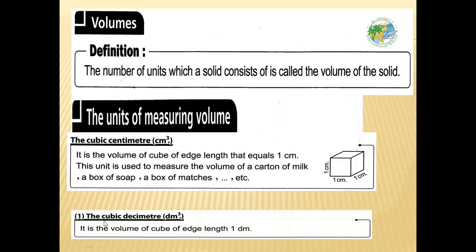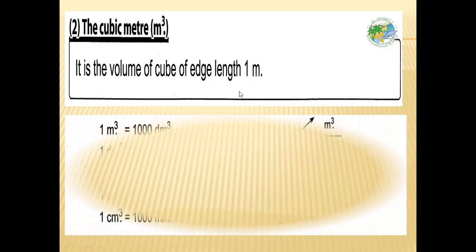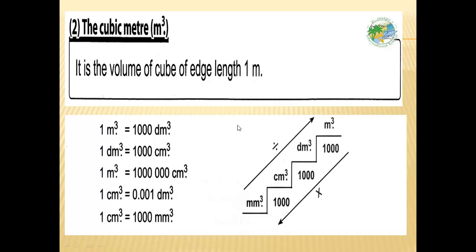What is the meaning of the cubic decimeter? It is the volume of a cube of edge length 1 decimeter. Cubic meter, it is the volume of a cube of edge length 1 meter, meaning meter times meter times meter. Then from this chart we remember together the stairs of measuring units. 1 meter cube equals 1000 decimeter cube. From decimeter cube to centimeter cube multiply by 1000. From centimeter cube to millimeter cube multiply by 1000.